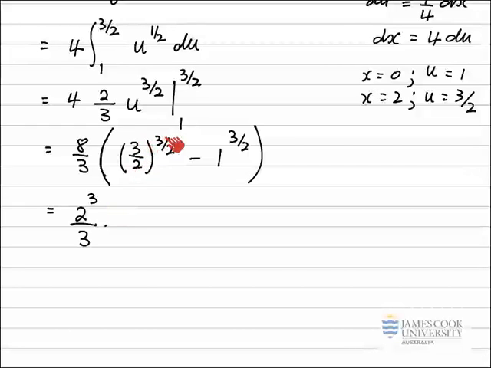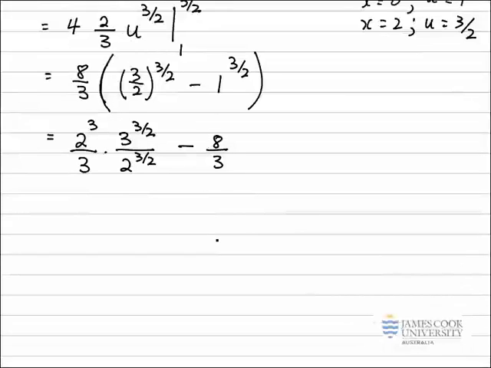A fraction raised to the power is just the top line and the bottom line raised to the power, so that's 3 to the power of 3 on 2 divided by 2 to the power of 3 on 2. The second term, 1 to the 3 on 2 is just 1. We're multiplying that by 8/3. We might as well just leave that as minus 8/3.